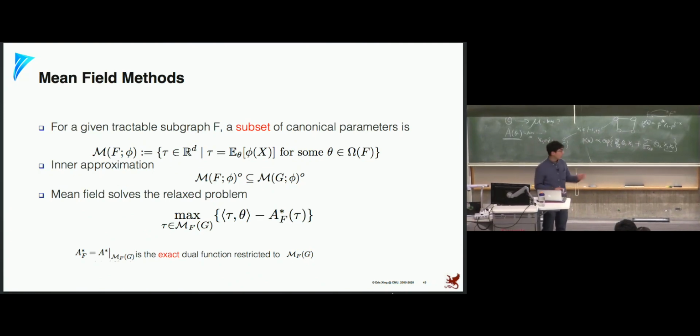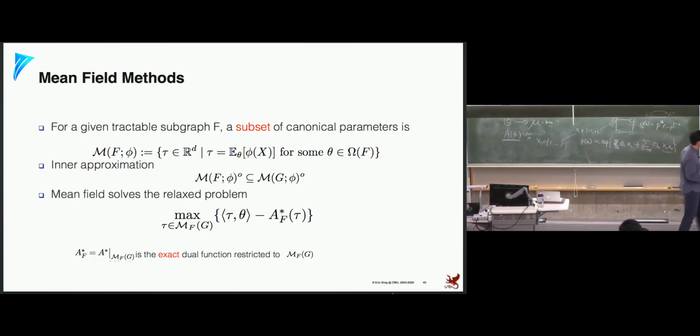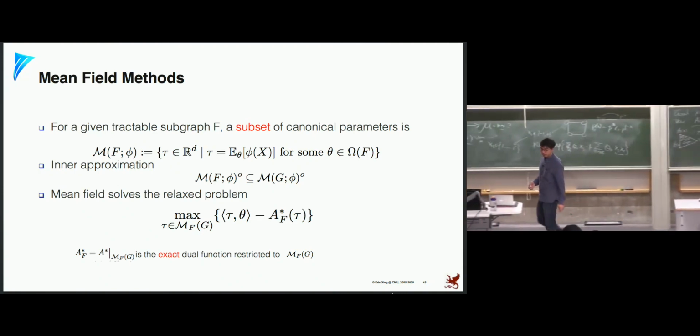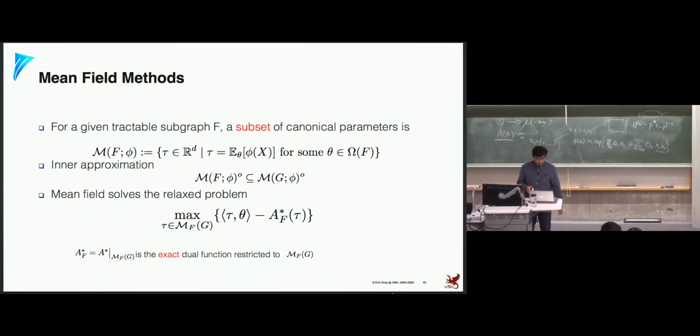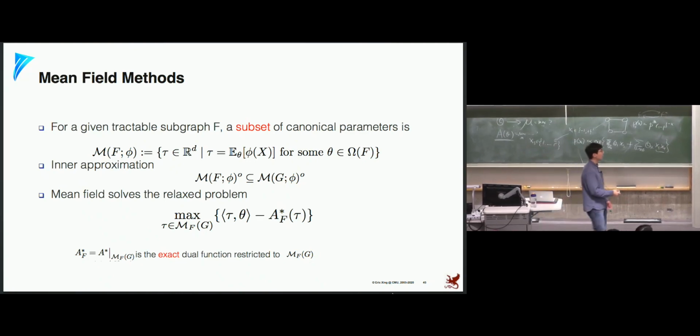So the set M of F is going to be a subset of the original marginal polytope, and that's why we are calling this an inner approximation. Essentially, mean field solves a relaxed problem where we just replace the original constraint set M with the inner approximation constraint.